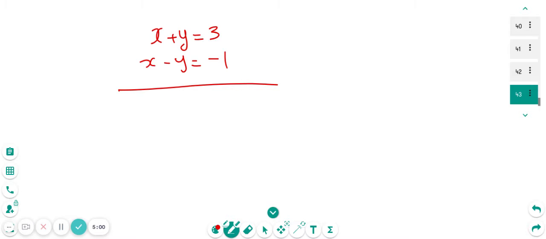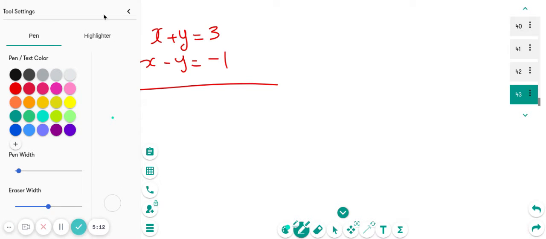I hope you have given it a try. Even if you didn't get the answer, that's totally fine. What I'll try to teach you is the elimination method.